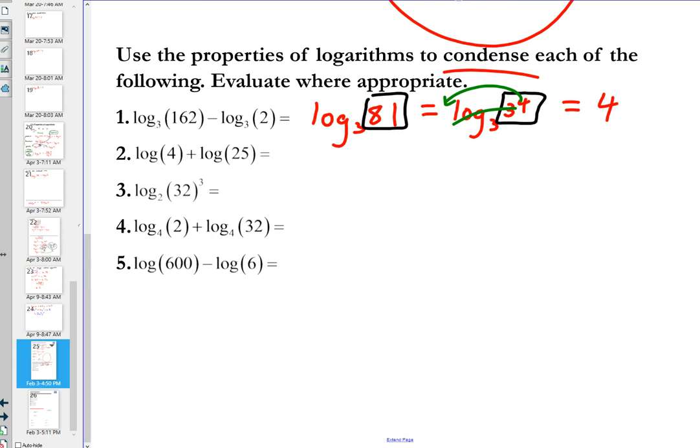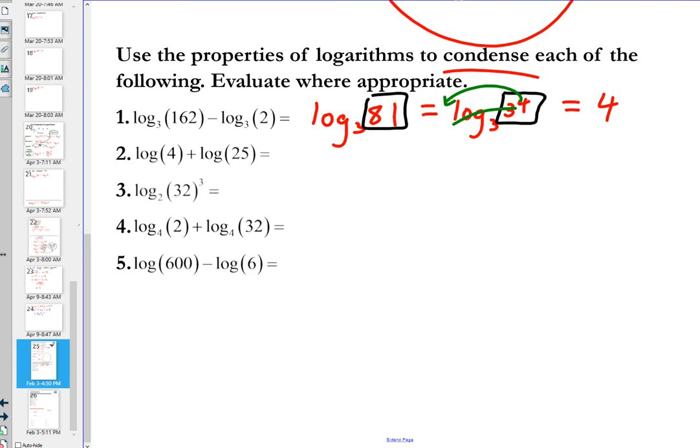Okay. What do you see on number 2? What else do you see? There you go. You see addition. So we have different logs. Okay, we have 2 logs and addition in the middle.